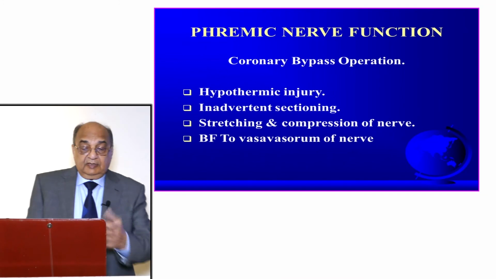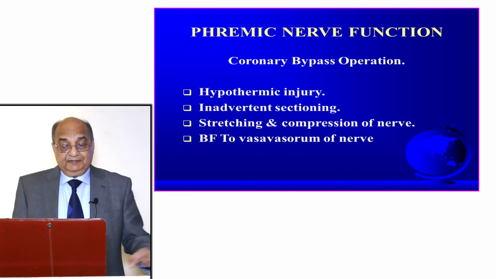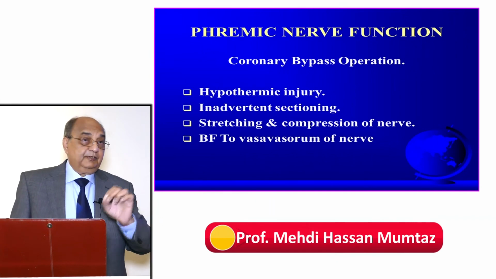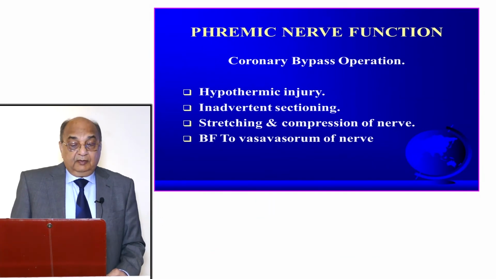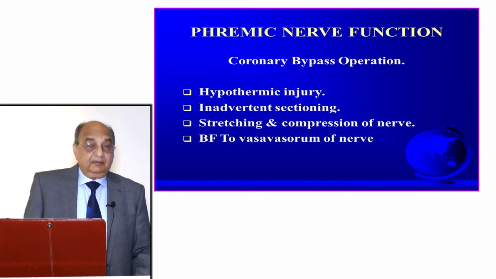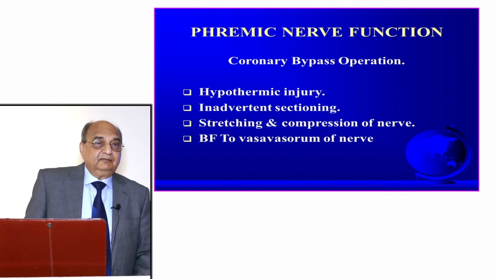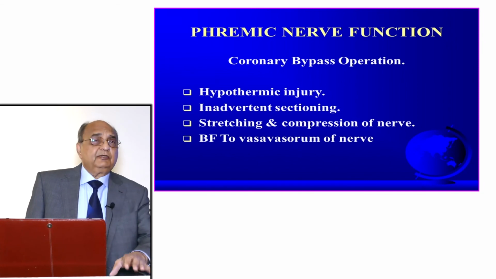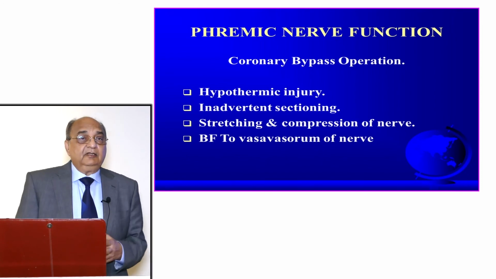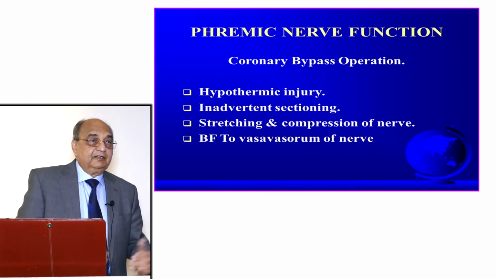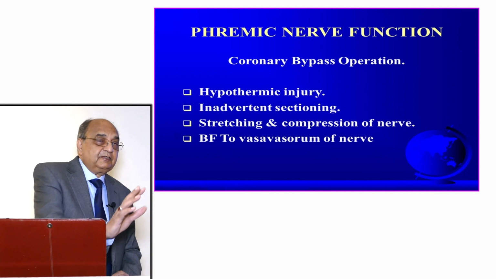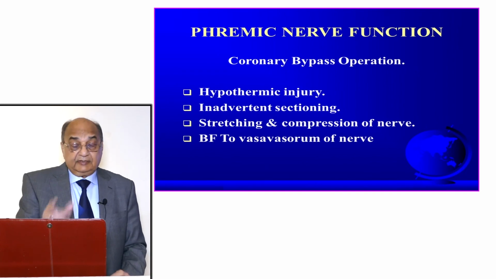For example, the patient has undergone coronary bypass operation. Their phrenic nerve is likely to be damaged during the bypass operation because of hypothermic injury. They put ice on it to make the heart still. They use other things also, potassium infusion, and ice cold water is infused there also to make the heart quiet. So it will be touching the phrenic nerve and diaphragm also. So it can affect the phrenic nerve as well as the surface of the diaphragm. Then inadvertent sectioning.